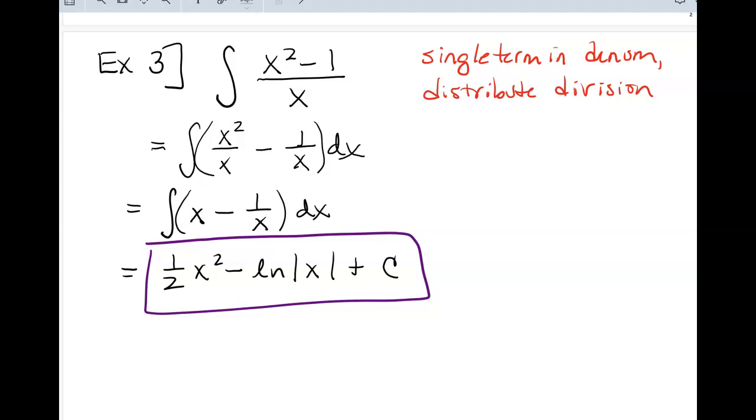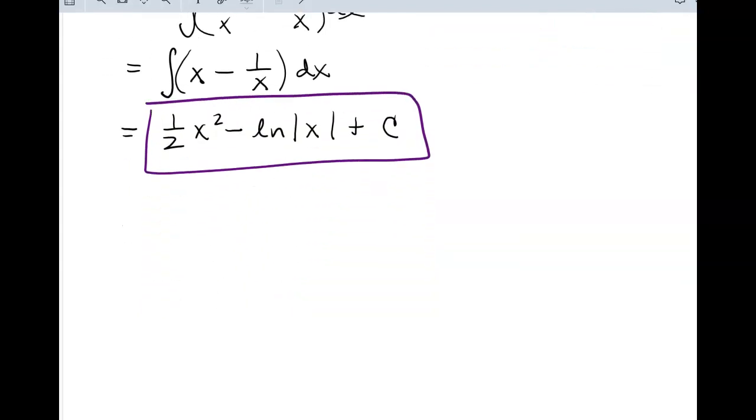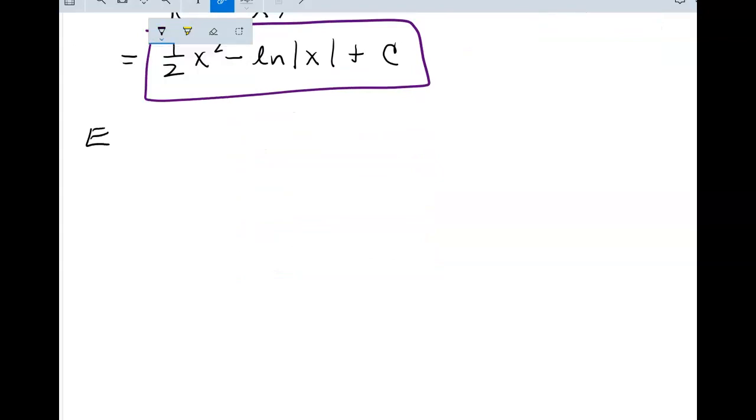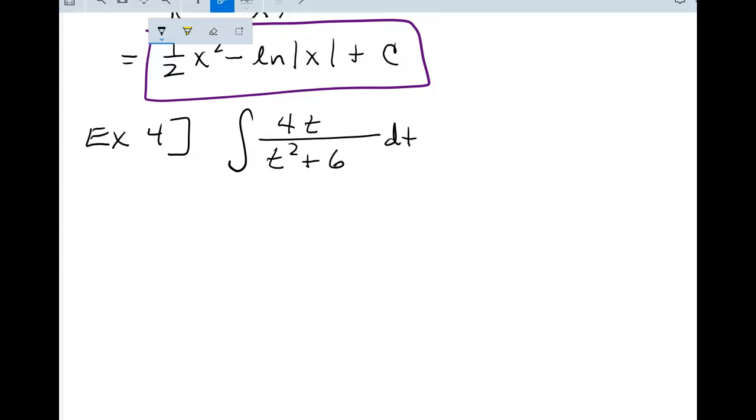All right, let's check out another example. In example 4, we have the antiderivative of 4t over t squared plus 6 with respect to t. You'll notice that we have a square in the denominator and t raised to the 1 power in the numerator, so that means that we have a function and its derivative more or less.